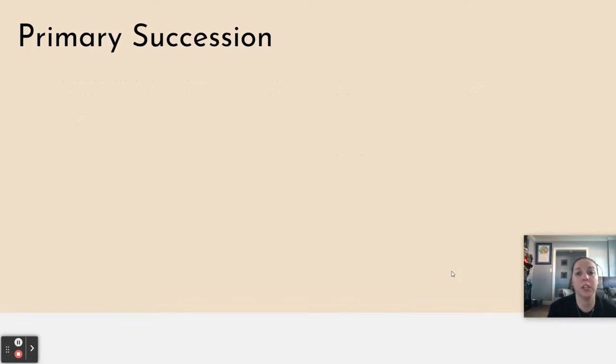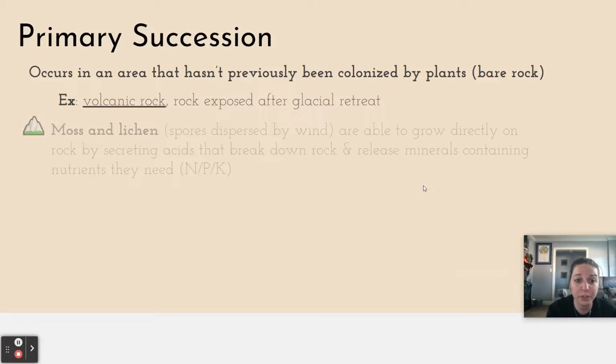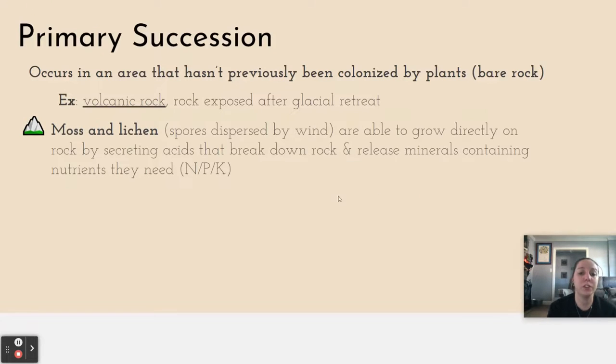So let's talk just a little bit about primary succession. So this is going to occur somewhere where there haven't been plants. This could be volcanic rock. This could be rock that's exposed after a glacier has retreated. And the first thing that's going to show up there are moss and lichens. They're going to grow directly on the rock.